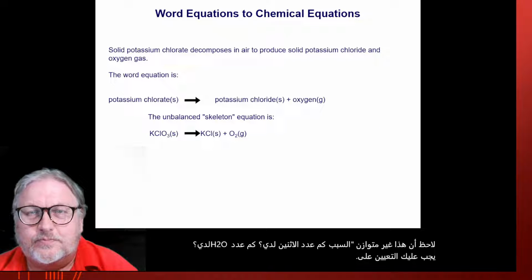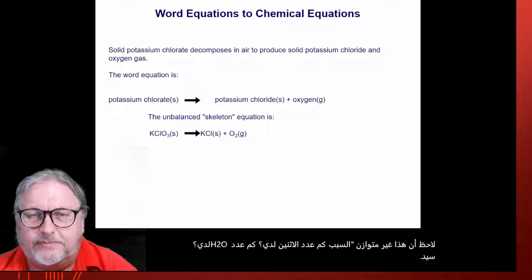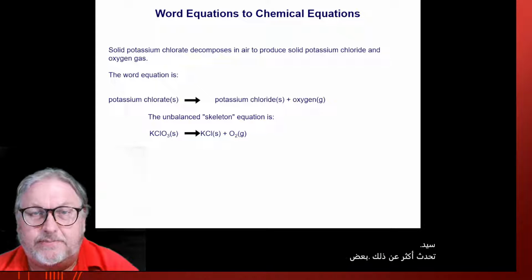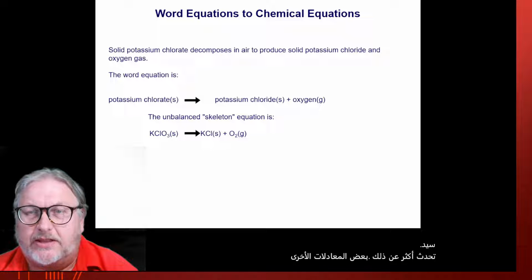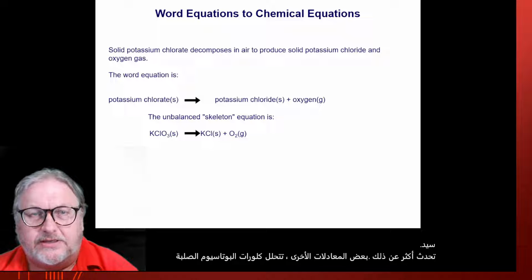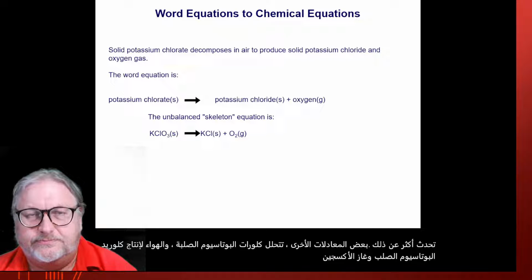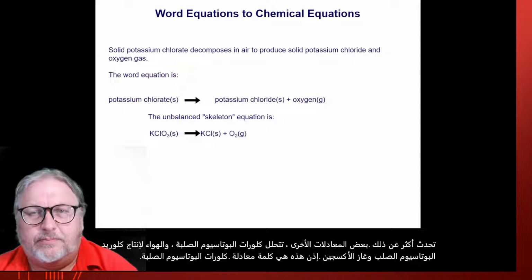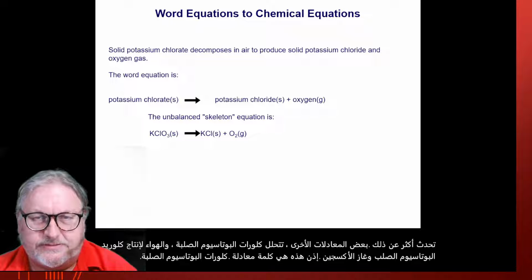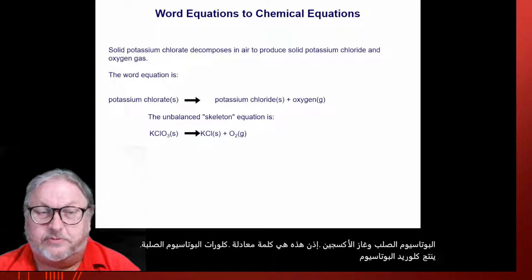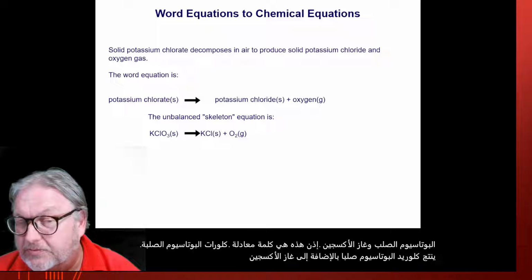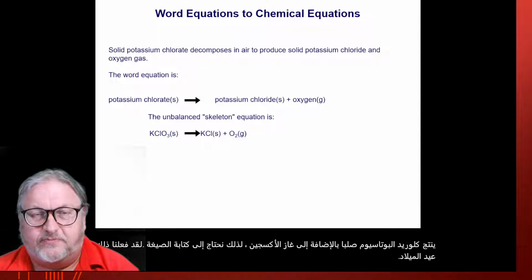So, let's talk about some more equations. Solid potassium chlorate decomposes in air to produce solid potassium chloride and oxygen gas. So, this is the word equation. Potassium chlorate, solid, yields potassium chloride, solid, plus oxygen, gas. So, we need to write the formula. We did this before Christmas, before winter break.